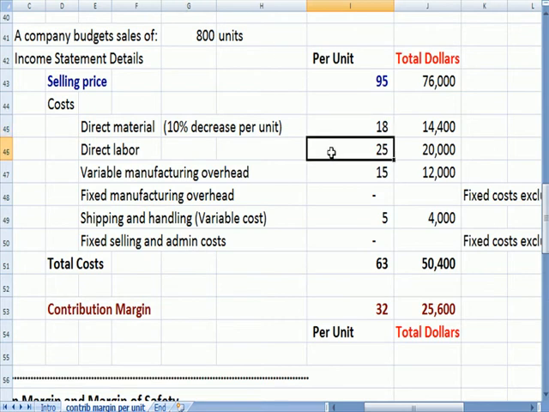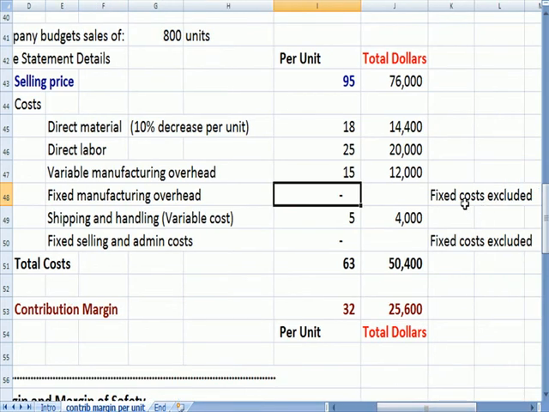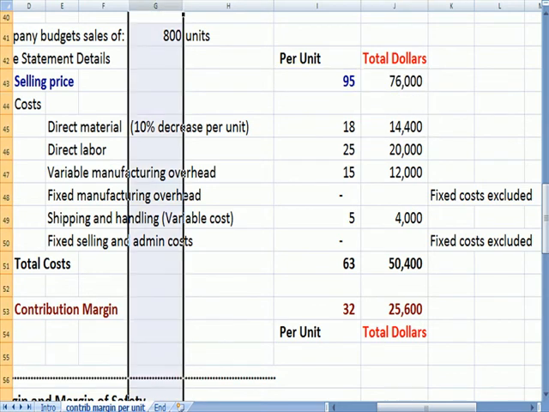And then we have direct labor, unchanged, variable manufacturing overhead. You'll notice that I took out fixed manufacturing overhead, and over here I say fixed costs are excluded. Shipping and handling per unit remains. Fixed selling and admin is removed. Fixed costs are excluded. And then over here in this formula, I simply multiply all the numbers by 800 units. Whoops.